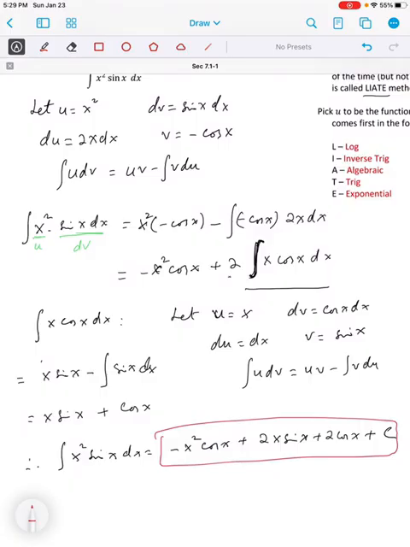So this is how we do our integration by parts. In the next video we will look at a little bit more complicated examples.